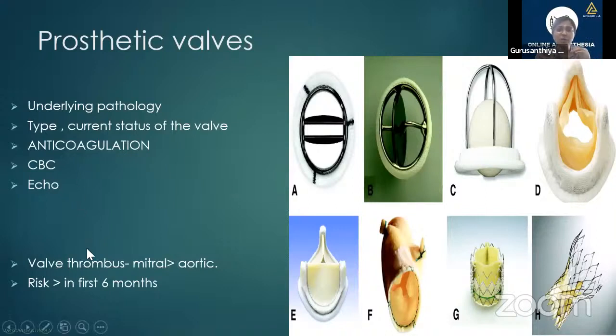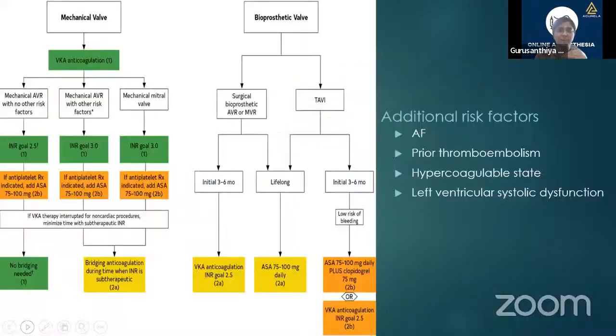So what are we more worried about with a prosthetic valve is how the prosthetic valve functions and valve thrombus. Prosthetic valve thrombus is itself a life-threatening situation, wherein the prosthetic valve in the mitral area has a propensity to thrombose more than the aortic valve, and the risk is more in the first 3 to 6 months, and then the risk slowly mitigates on its own in due course of time.